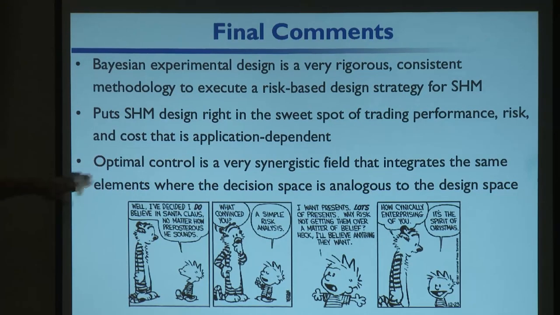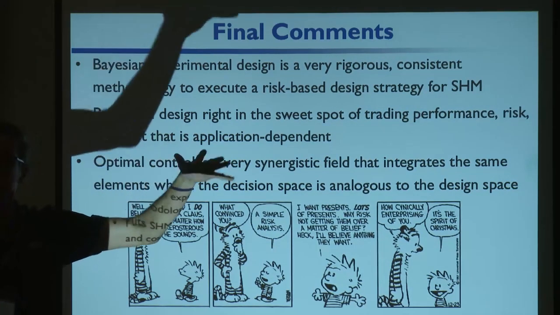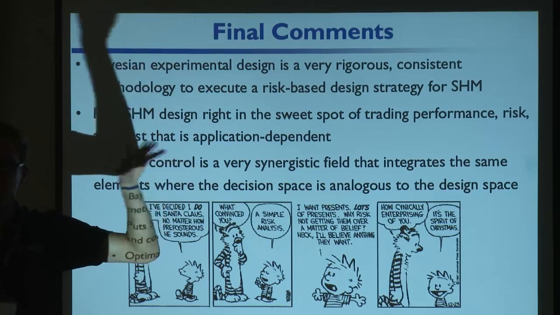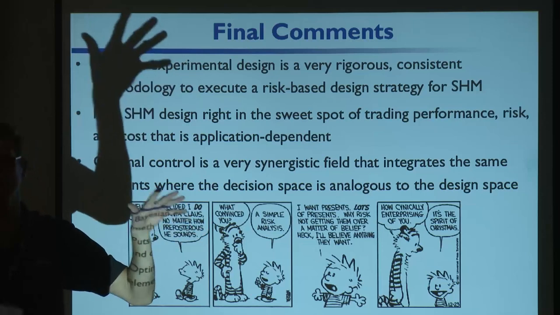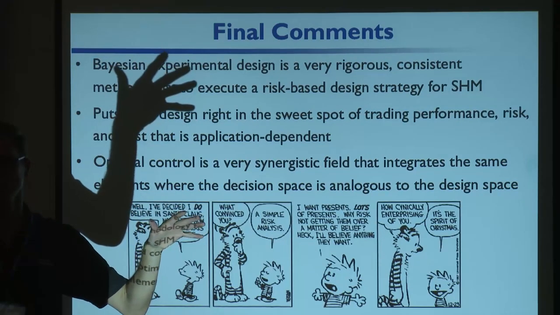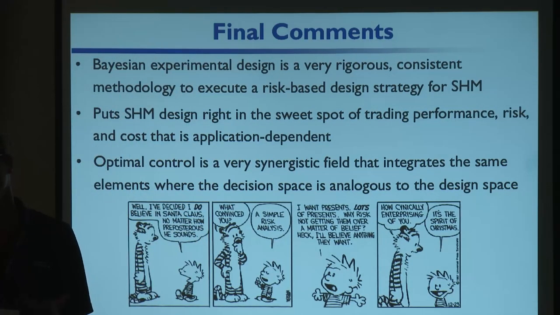And I've found recently that optimal control is a very synergistic field that integrates the same elements, where the decision space is analogous to the design space. It's the same kind of policy question. Okay? So I hope this lecture was at a different perspective, but there's a lot of the same things in this, I would claim, that you're learning about and doing now. So I think I'll stop there and see if there's any comments or questions.